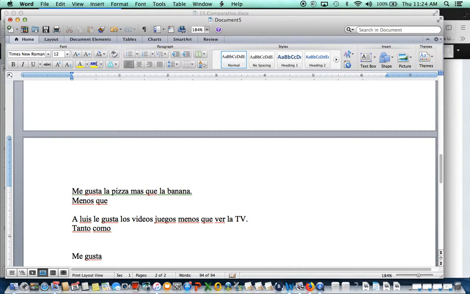Me gusta la pizza tanto como el helado. What's helado? Ice cream. So I like pizza as much as ice cream. So the comparison is equal. It's equal. All right, so remember, we have two different groups.